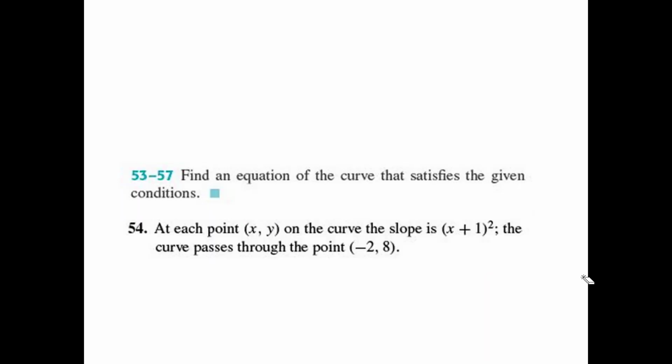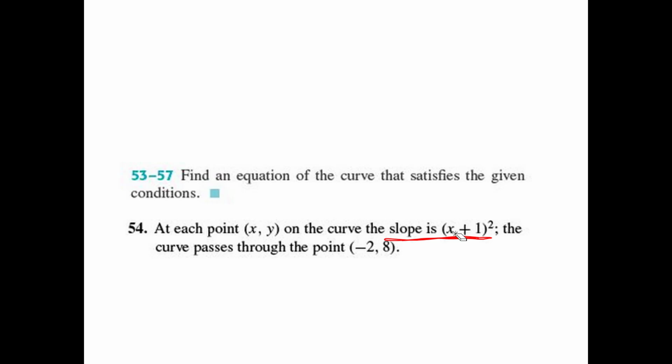Okay. So find an equation of the curve that satisfies the given conditions. At each point xy on the curve, the slope is x plus 1 squared, and the curve passes through the point -2, 8. So at each point xy on the curve, the slope is x plus 1 squared. So the slope, they mean the slope of the tangent line. And what gives us the slope of the tangent line?